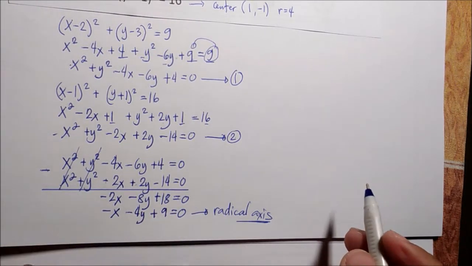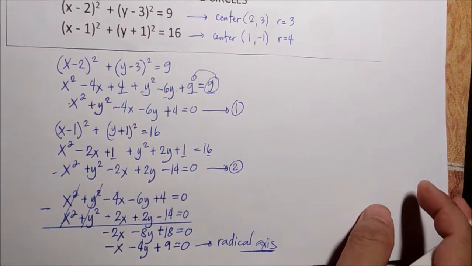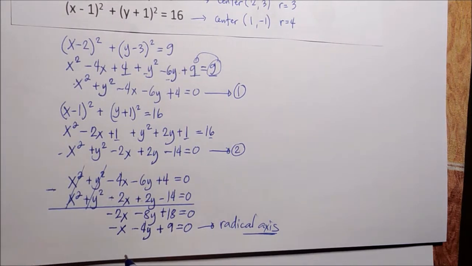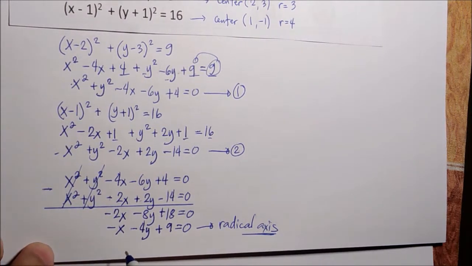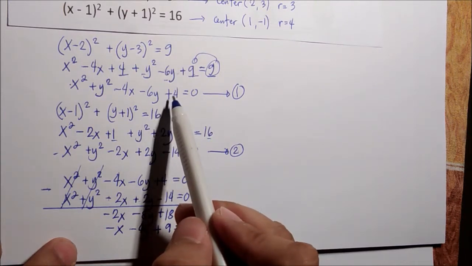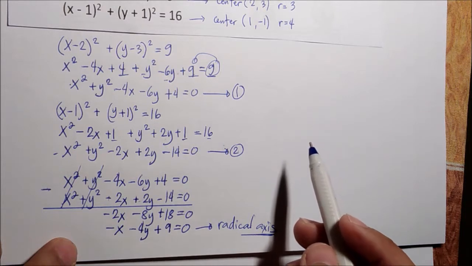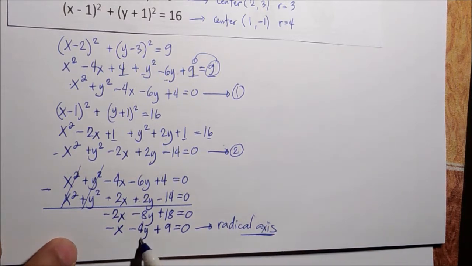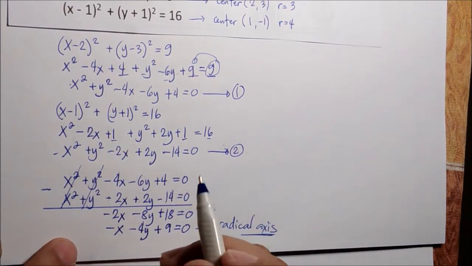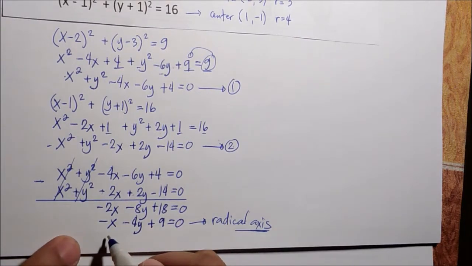Okay. Now, what about the intersection point of the two circles? From this radical axis, we will take the value of x and then substitute to the first or second equation. Or we will take the value of y and then substitute to the y of the first or second equation. Okay. Now, for example, we will take the value of x.